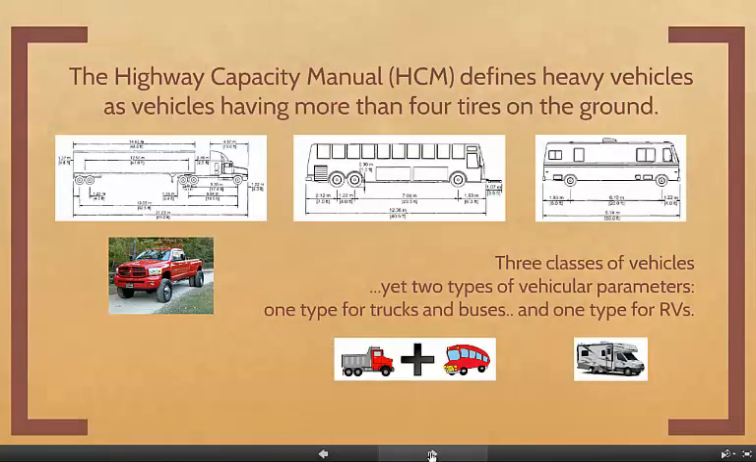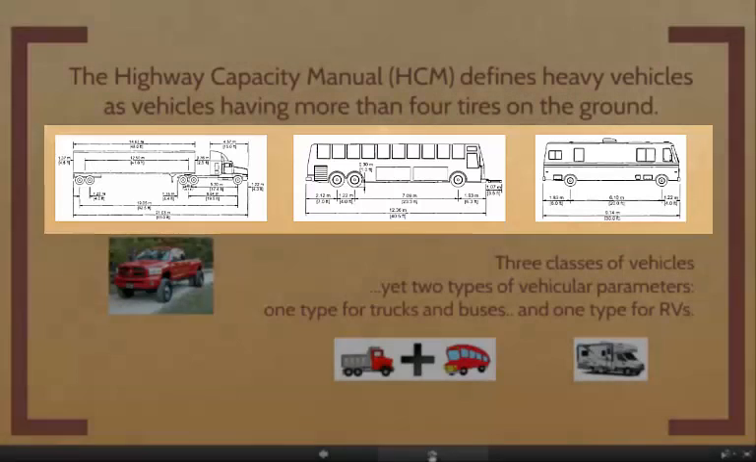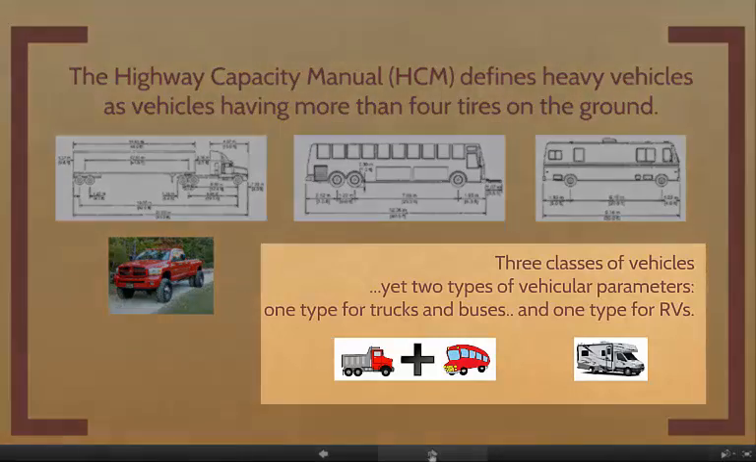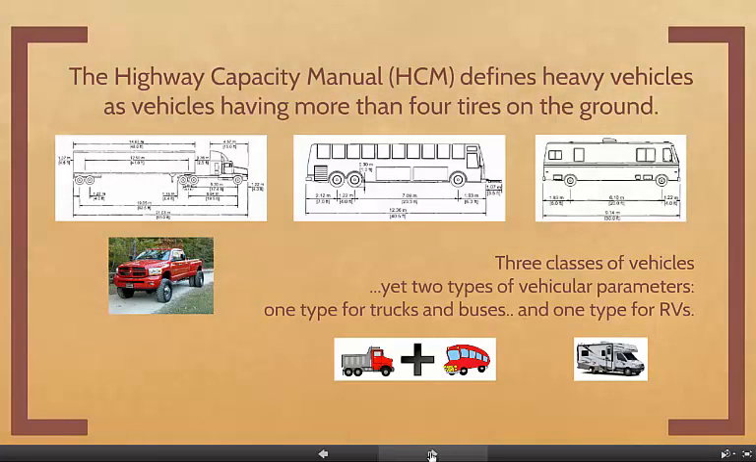The HCM explicitly identifies 3 classes of heavy vehicles: trucks, buses, and recreational vehicles, or RVs, but specifies just 2 types of vehicle parameters, one for trucks and buses, and one for RVs. This is because the operational characteristics of buses and trucks are found to be very, very similar.